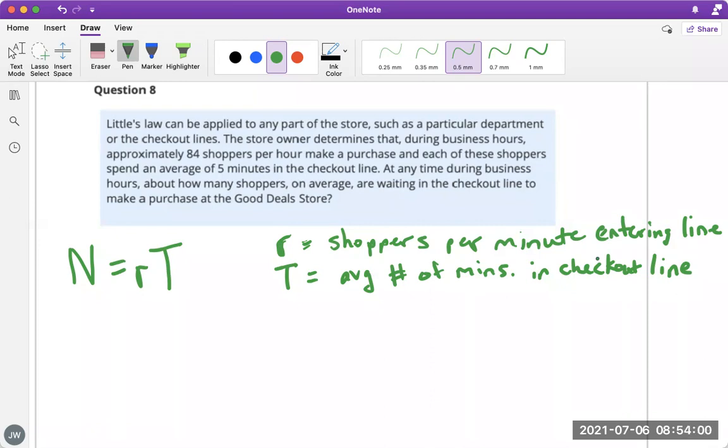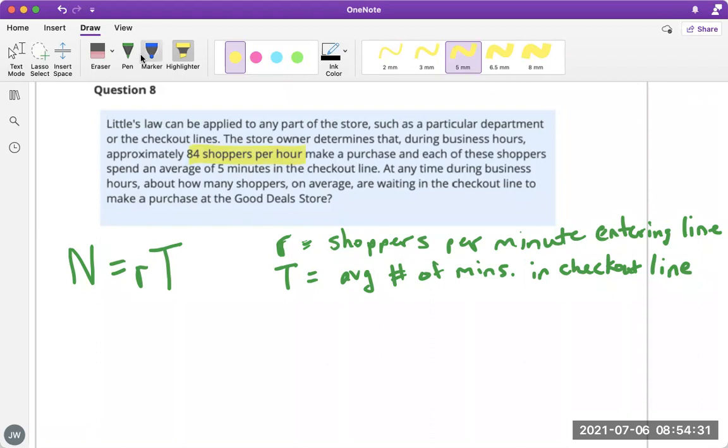All right, so now let's look at the information given. Since 84 shoppers per hour make a purchase, then 84 shoppers per hour have to enter the checkout line, right? Because the only way to make a purchase is to go through the line, all right? So we got 84 shoppers per hour. Ooh, per hour? Now that's different because we only have, and it's right here, 84 shoppers per hour, but we're using minutes. We got to do some converting.